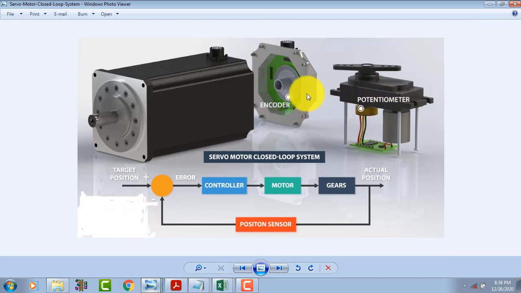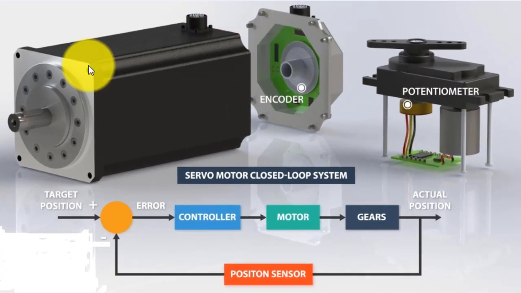You can see these are two motors. This is the AC servo motor, and this is a DC servo motor. In the AC servo motor, this is an encoder for feedback, and in the DC servo motor this is a potentiometer.